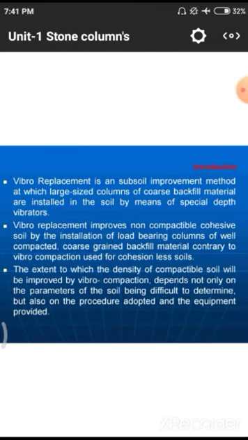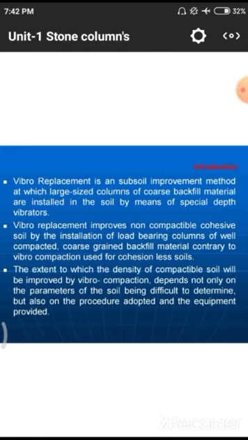Next, vibro replacement improves compressible cohesive soil by the installation of load bearing columns while compacting. It means vibro replacement improves non-compactable cohesive soil by installing these load bearing columns with good compaction. Normally compaction is used to densify the particular soil. Automatically, by laying the stone columns, we are using these vibro replacement techniques.